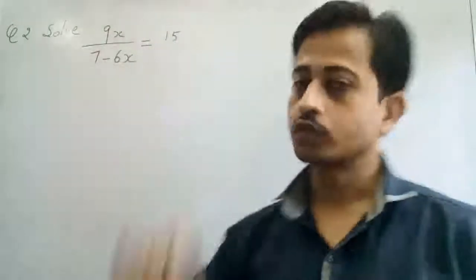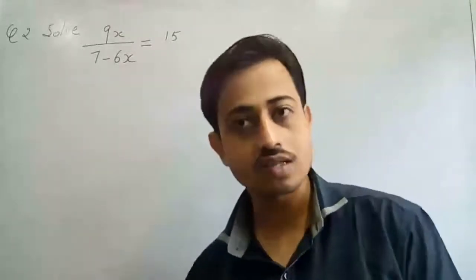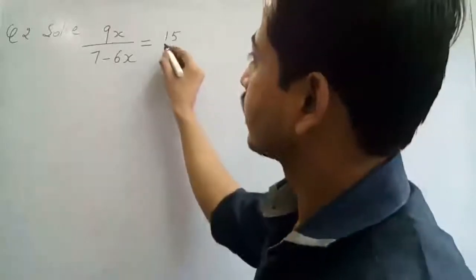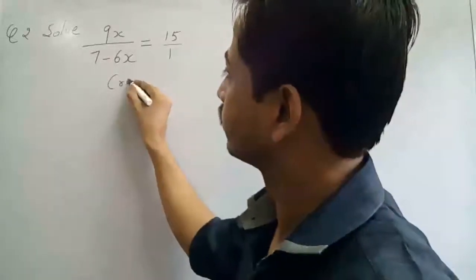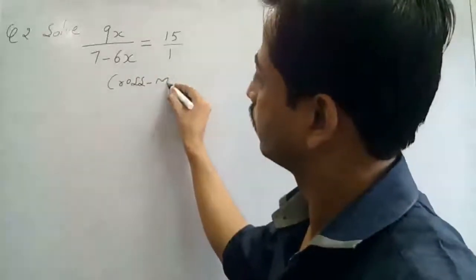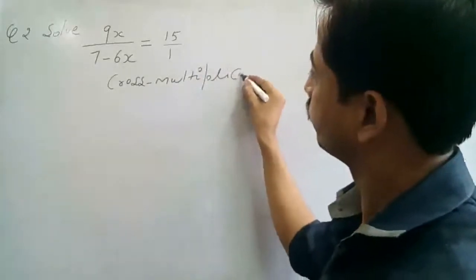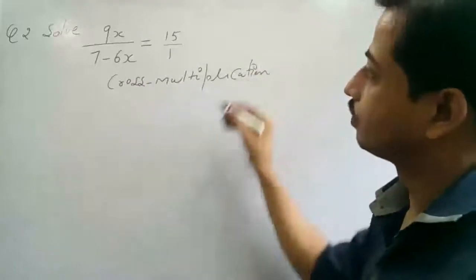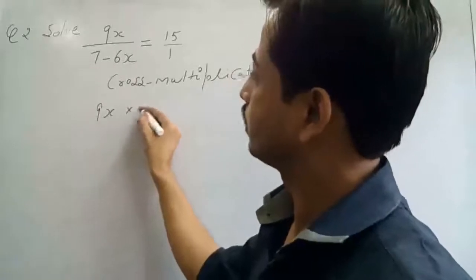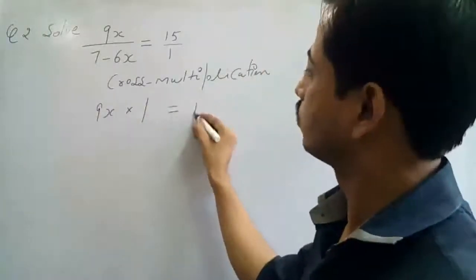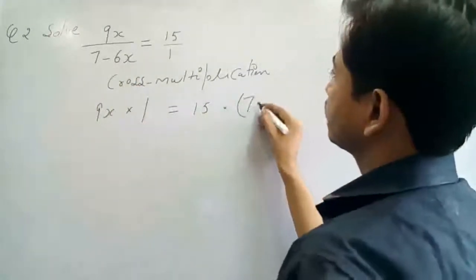Now look at the question number 2. Solve. Please look at the question. It's very similar to the first. Do your first step. Try to make it also as a rational and do cross multiplication. What we have to do? 9x is multiplied with 1, which is equal to 15 multiplied with 7 minus 6x.